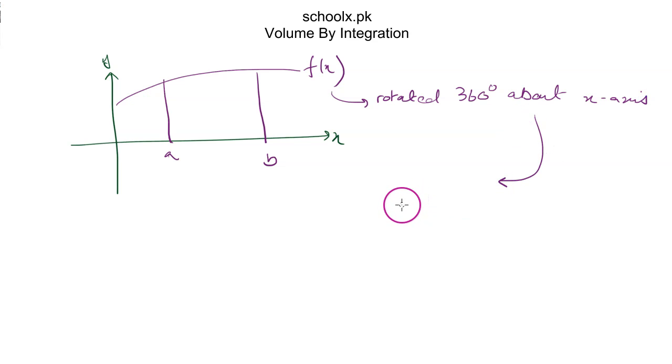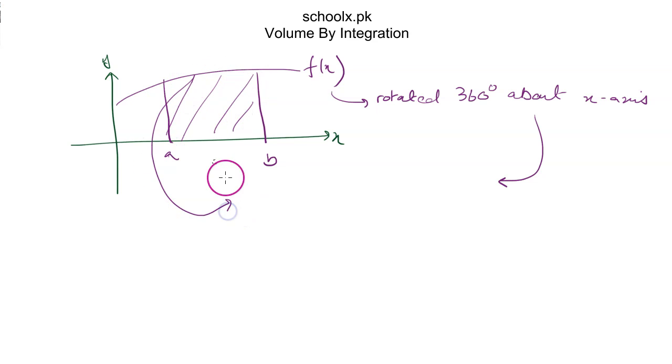Right now I'll tell you the formula and how to use it. Then later on I'll tell you how this formula was actually derived, how this formula actually came to being. So what we'll do is, if they ask you to find the volume of this figure when it is rotated 360 degrees about the x-axis, so it will be somewhat like this. The figure will have a sort of shape like this.